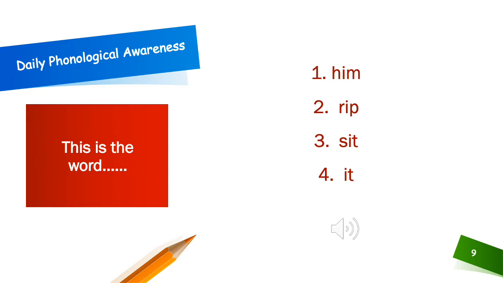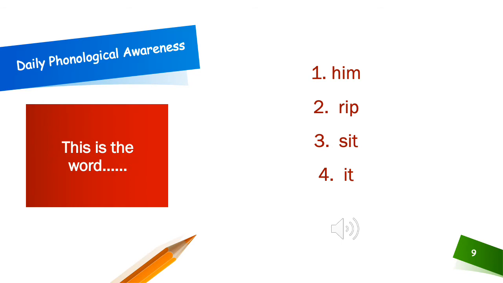Number 3. The S makes the S sound. The I makes the I sound. The T makes the T sound. So S, I, T. What word do you get? If you said sit, you are correct.